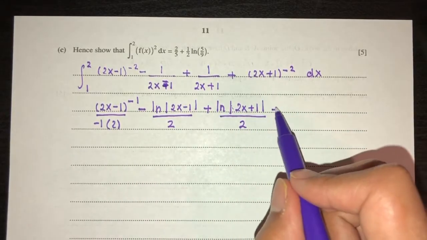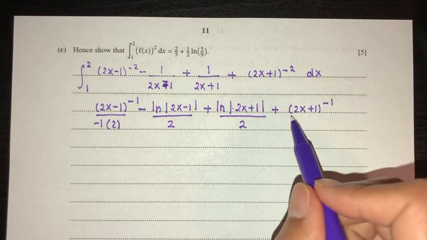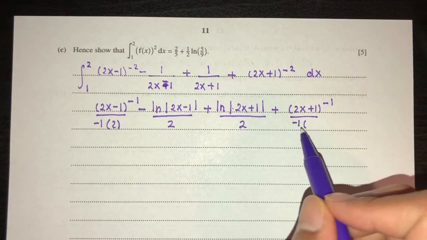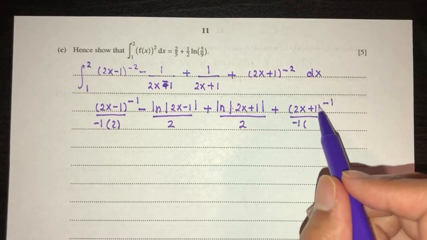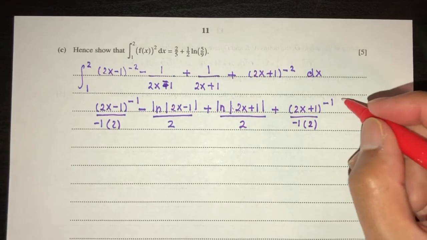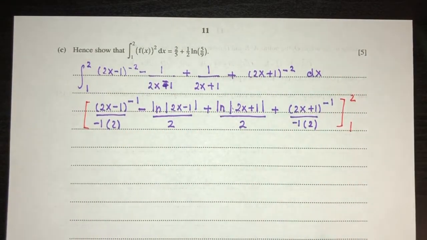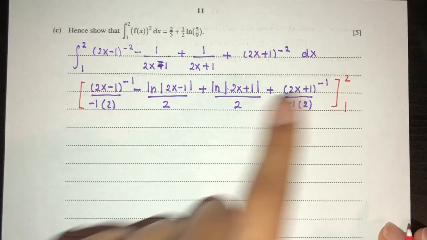This one as well, we have to first add 1 to the power, become minus 1, divide by the power, times divide by the differentiation of the inside, that will be 2. And this of course is between the limits of 2 and 1. Now we have to simplify and solve. So let's try to replace the values in one by one.